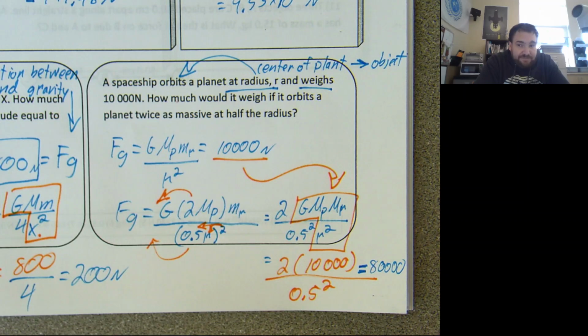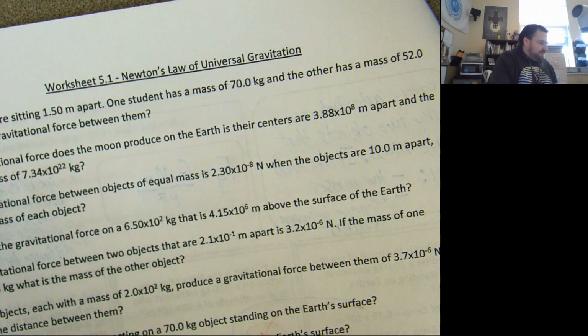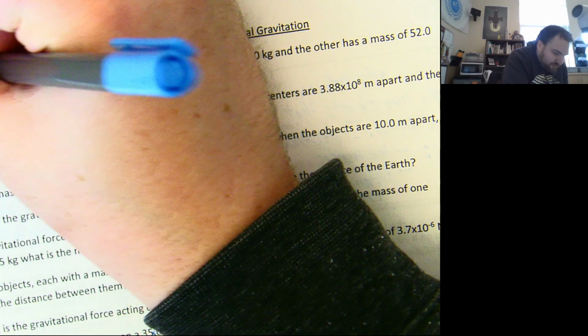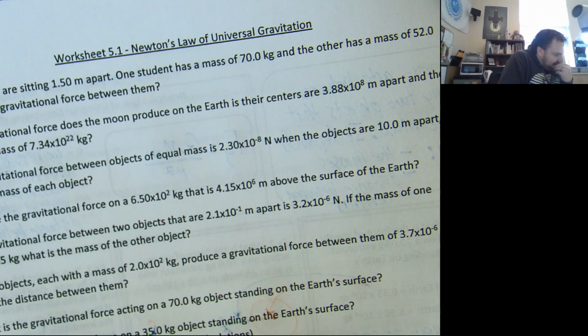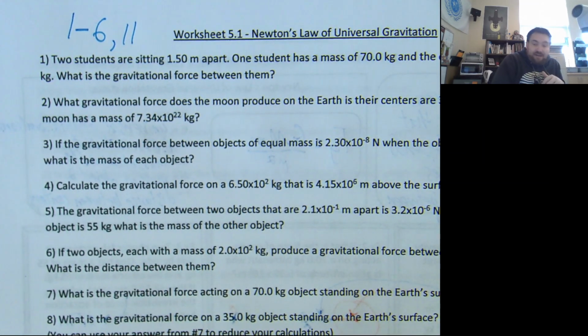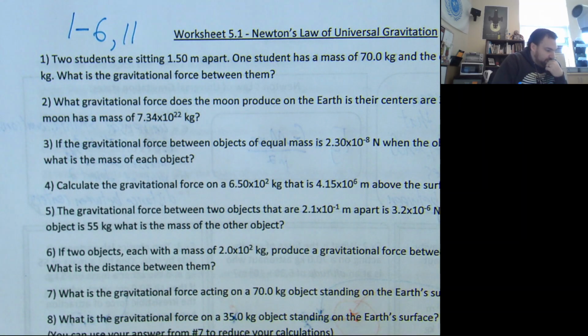Questions, comments, concerns about what I've just done? Okay, cool. So, welcome to Newton's universal law of gravitation. I want you to play with this. I want you to do the following questions: questions 1 to 6 and number 11. That's what I want you guys to tackle. The answers are down there at the bottom. They are in order. Comments, questions, concerns, let me know.